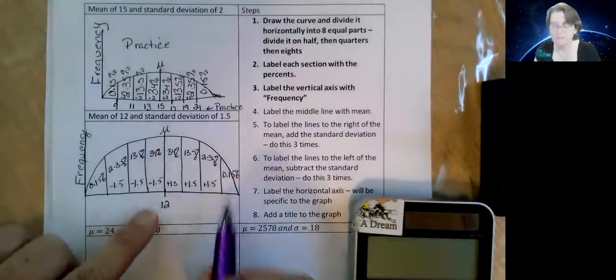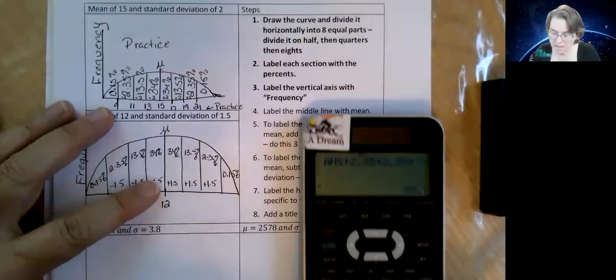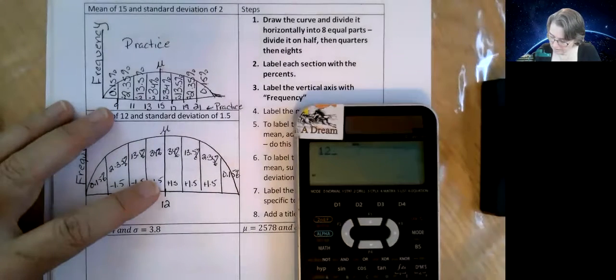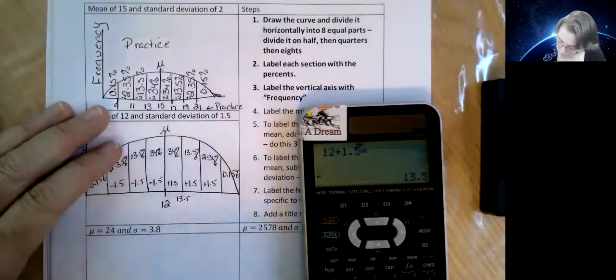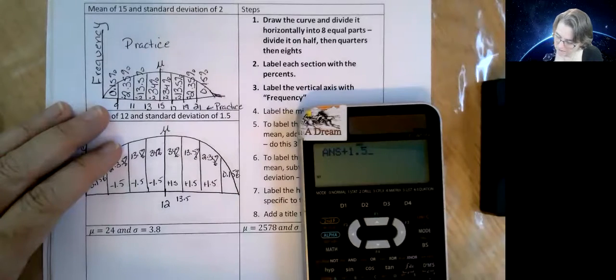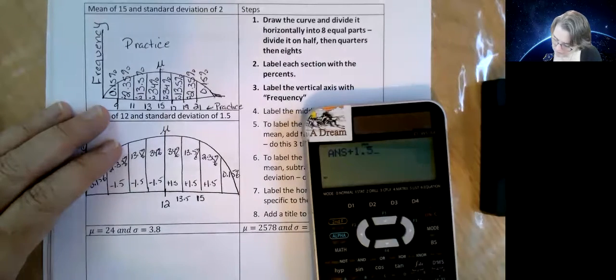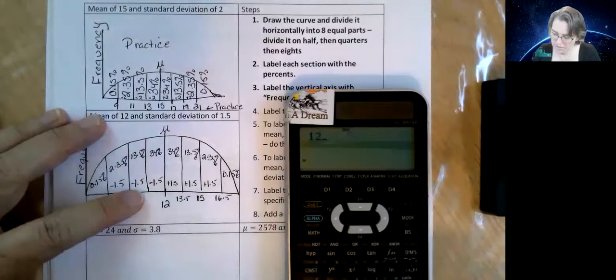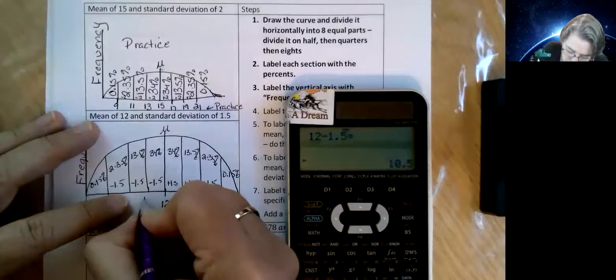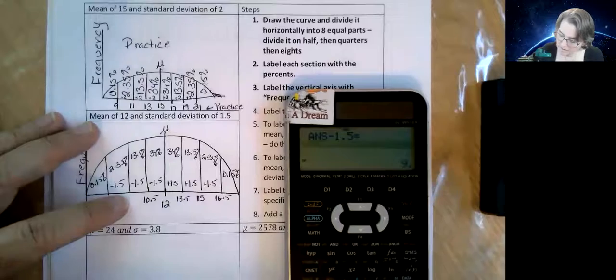As I go to my right, I'm going to add because the numbers are getting bigger. So I go to my left, my numbers are going to get smaller. So 12 plus 1.5, I know that's 13.5, plus 1.5, 14, 15, plus 1.5, 16.5. Now I go 12 and go the other way, minus 1.5, 10.5, minus 1.5, 9.